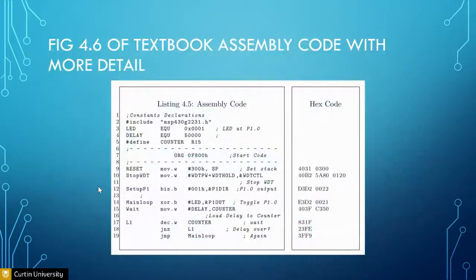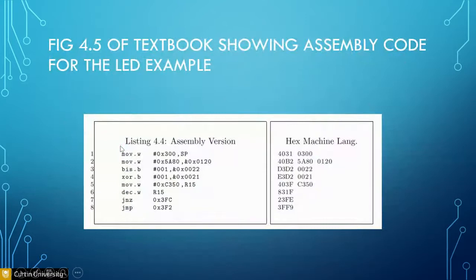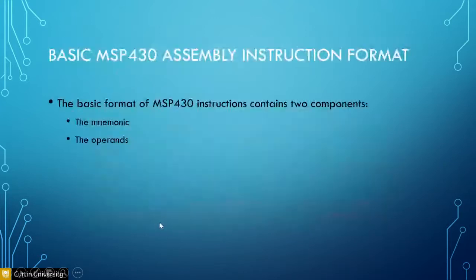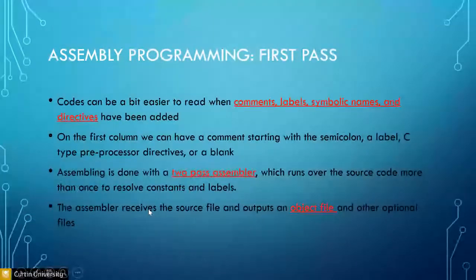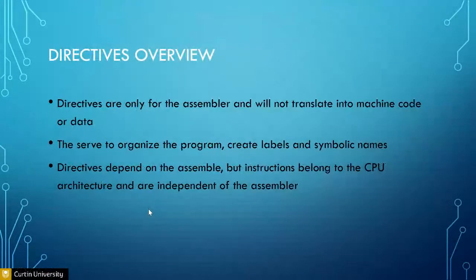Now have a look at this. This is with a lot of directives. You have LED. All these are directives. Labels are directives. Compare with this. It's very difficult to understand because in this one you don't have directives. Yet this one works, and it works exactly the same as this one. But with this, it's easy to understand because now you have comments, labels, and directives, the hash include and all these kinds of things. So in short, the directives are only for the assembler and will not translate into machine code.